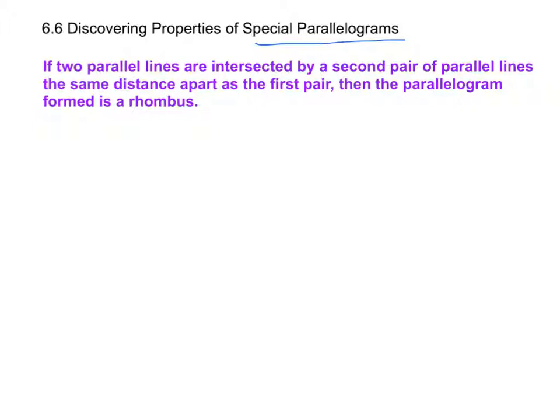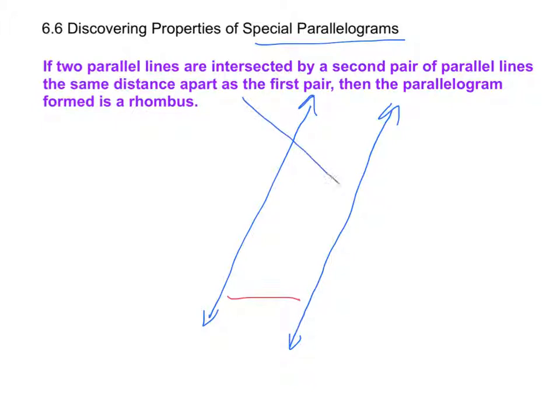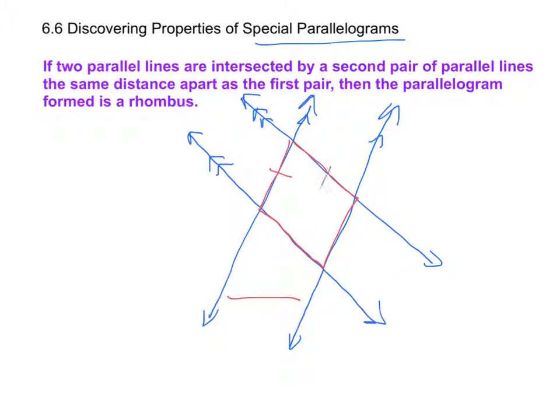The best way to explain this one is just to draw it. If we have two parallel lines here, and they're about this far apart, and then we have a second pair here, and they're going to be just about the same distance apart, hopefully. These two are parallel, and then these are parallel. Then this figure formed here is not only going to be a parallelogram, it's also going to be a rhombus. So it's going to have all congruent sides.